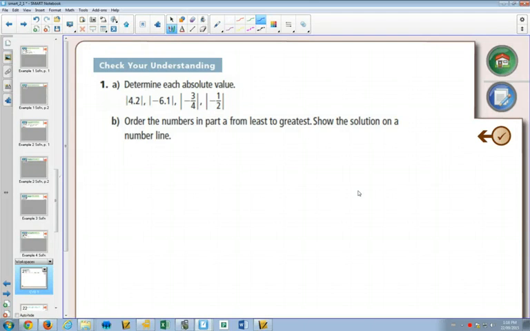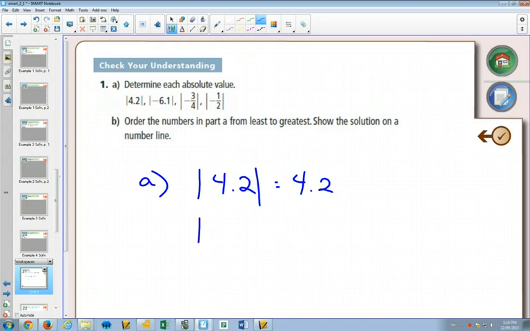So again, these bars around the number are trying to find out what the magnitude, or the absolute value, of a number is, and it's trying to find out how far away from 0 it is. And so when you just have a number inside, it's really easy to figure out. Absolute value of 4.2, any positive number is going to stay exactly the same.